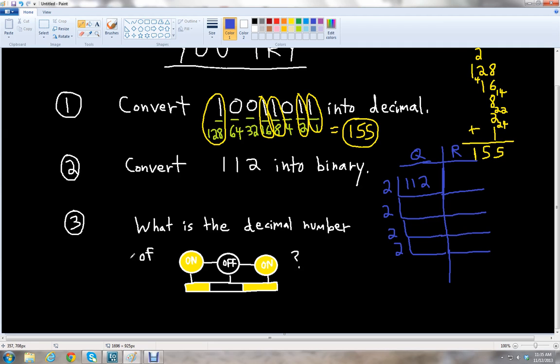And let's do 2 into 112. So we know that's an even number. So we already know that that's going to be a remainder of 0. It should go in evenly. And we just need to find the quotient.